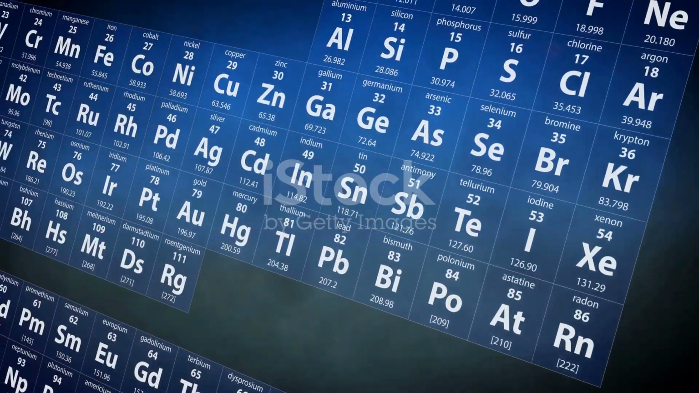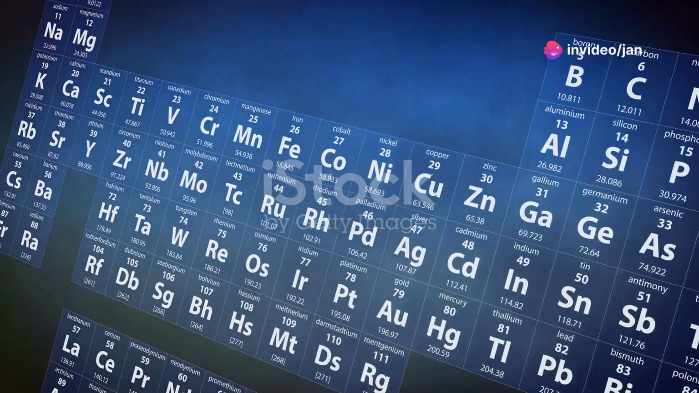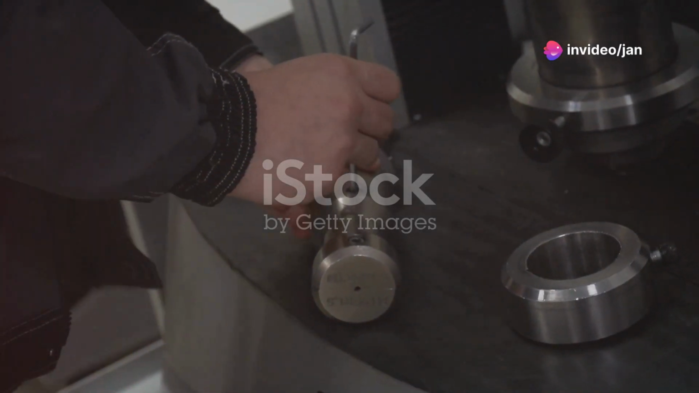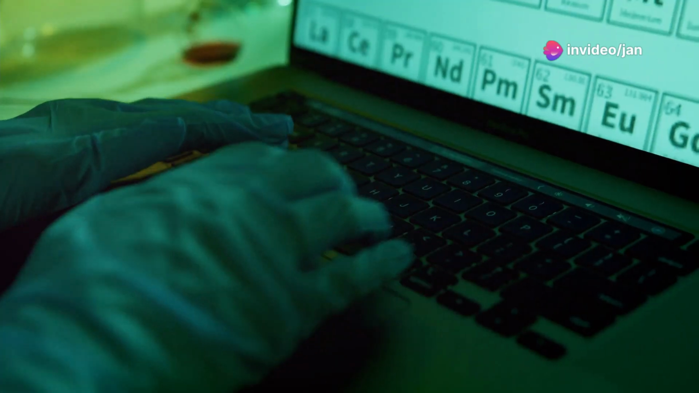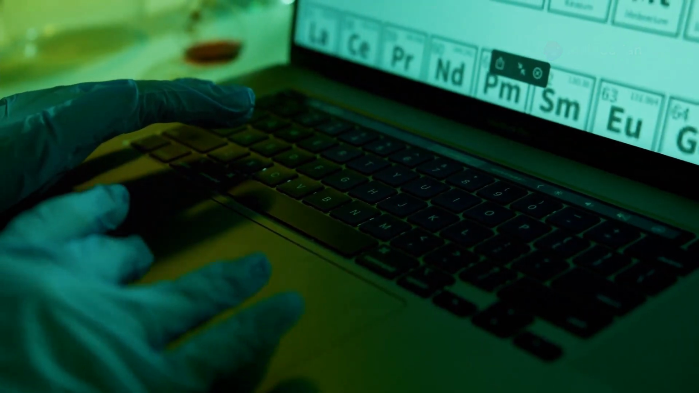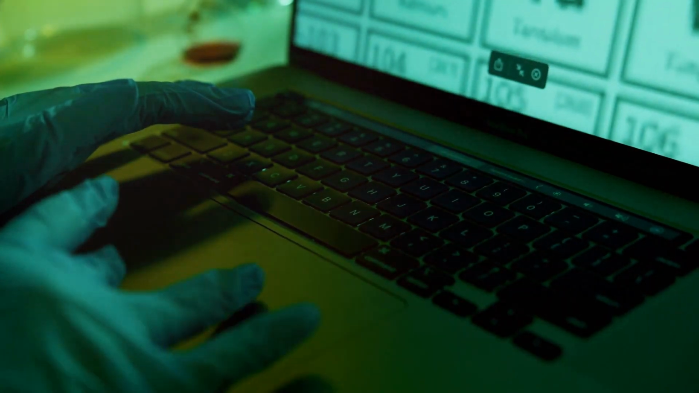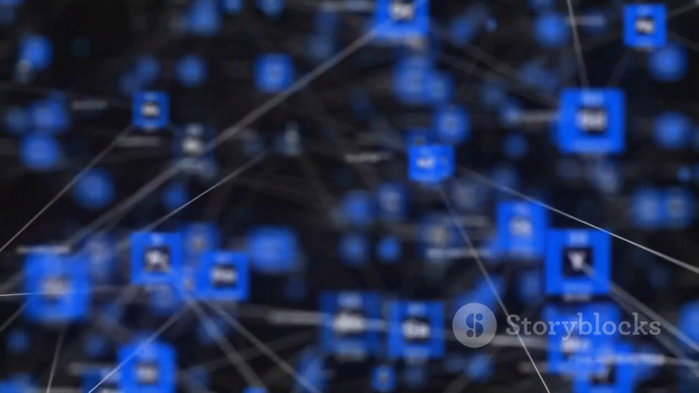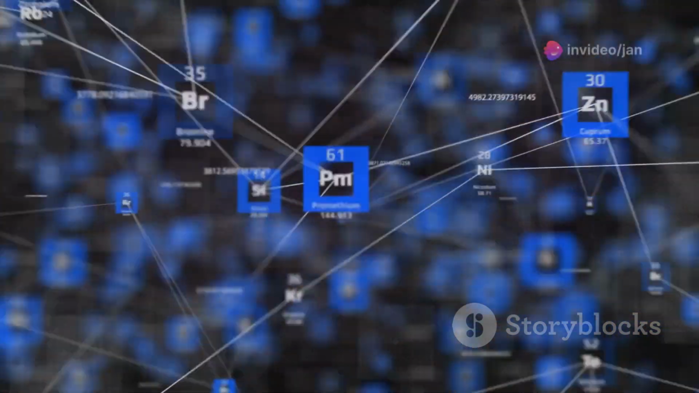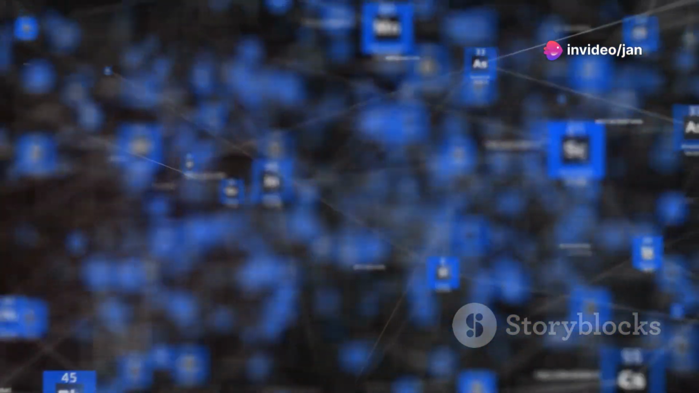Section 7, conclusion, periodicity, the key to unlocking metal magic. So there you have it, an exploration of the amazing world of metals. We've learned that the periodic table is like a map that guides us through the elements, revealing their properties and trends. Periodicity, the repeating patterns in the periodic table, helps us understand why metals behave the way they do.